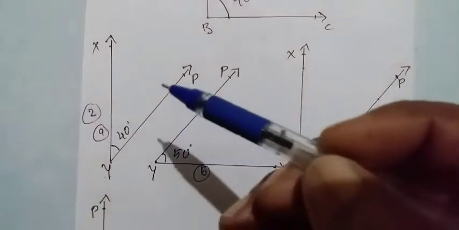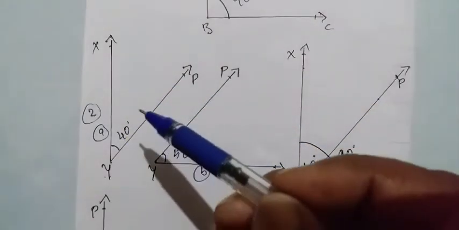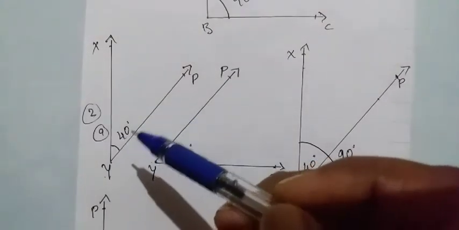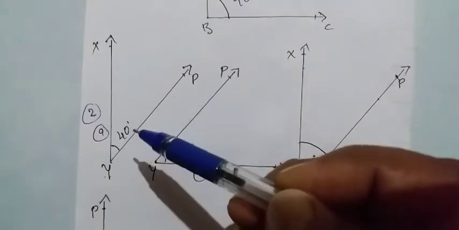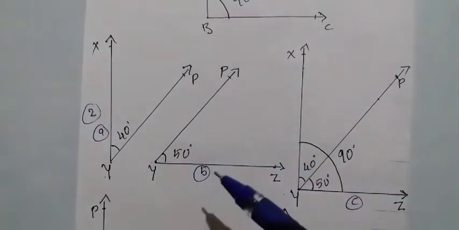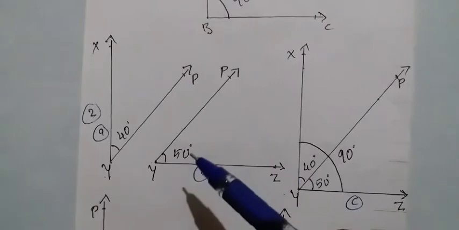Similarly, students, look at this second figure. In this second diagram, figure A represents angle XYP. Its measure is 40 degrees, and similarly figure B is angle PYZ. Its measure is 50 degrees.